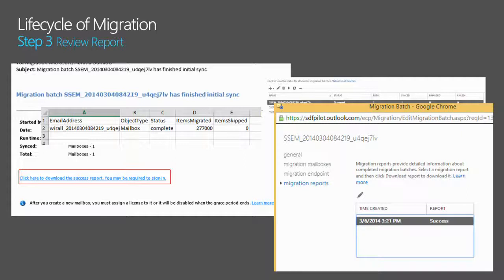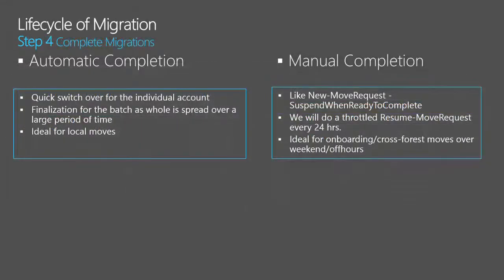So once you review the report, you can also review the report in the dashboard, which I again will show you during the demos. Or you can also download the report from the dashboard as well if you lose the email. And once you review the report, you complete the migration. So there are 2 forms of completions that we support. So what is the completion phase? A completion phase is where you switch the users over to the target environment.